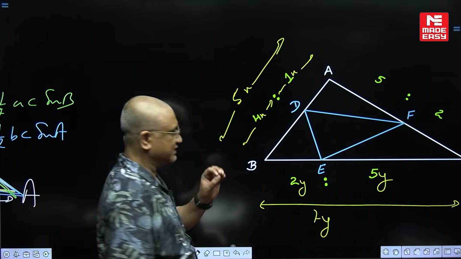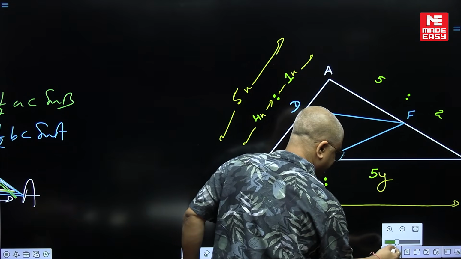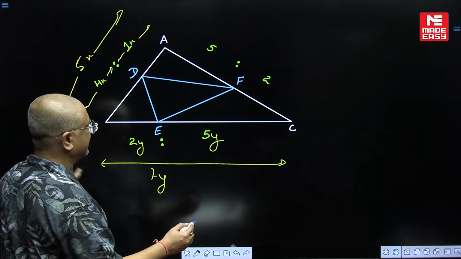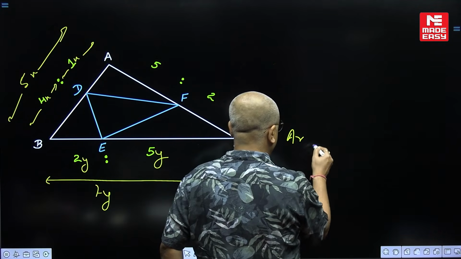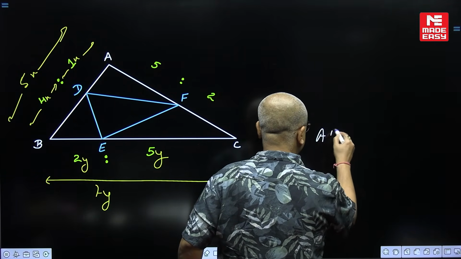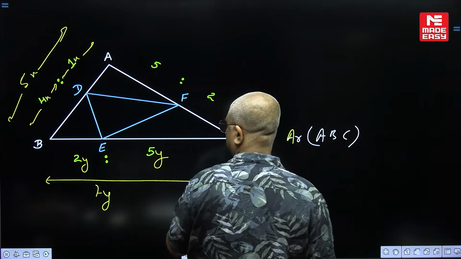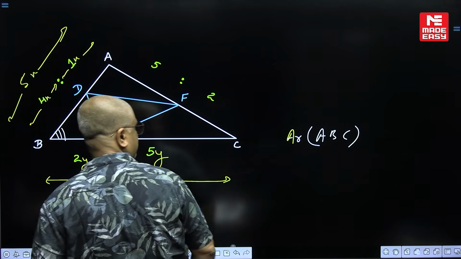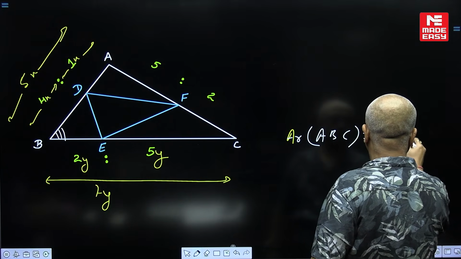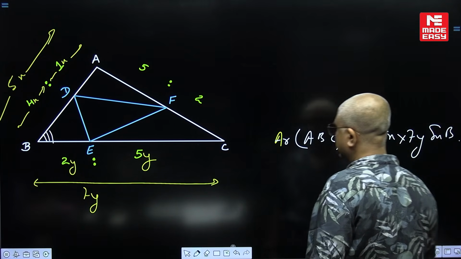Now let's consider the area of the large triangle via the formula. So the area of triangle ABC, its area, delta, will be given by half into 5x into 7y into sine of the angle between them, sine of angle B. Area of triangle ABC is equal to half into 5x into 7y into sine of angle B. The inclusive angle is B.